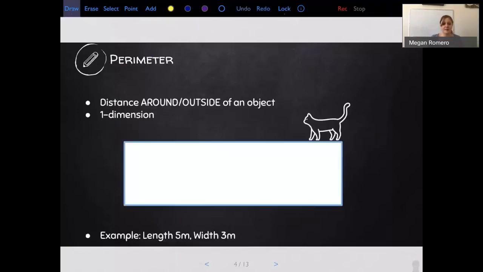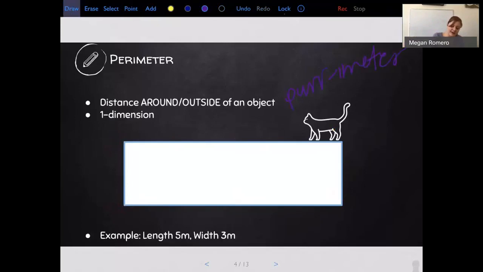So first we'll talk about perimeter. Perimeter is the distance around the outside of an object and it's one dimensional. So for instance, pretend I have a yard here, and I probably should have given it some green grass on the inside, and I have a cat that's walking around the fence of the yard. As the cat walks, it's going around the perimeter. So think of a cat walking around a fence or around the outside of something.